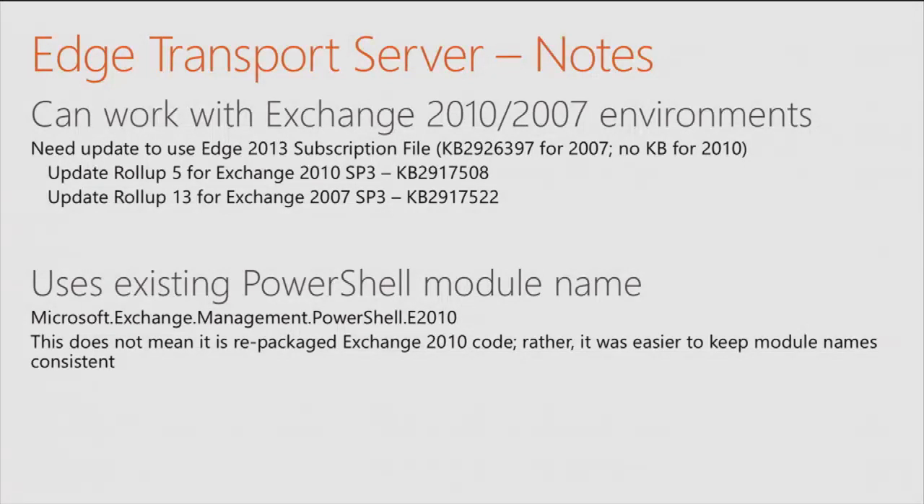The other thing I'll mention, and some folks have discovered, is that if you look at the PowerShell module names that we have on the Edge transport server, you'll notice that they refer to the exchange.management.powershell E2010 namespace that we used internally. This does not mean that all we did was copy and paste the 2010 code, change 10 to 13, and then ship it. That is absolutely not true. It's actually all brand new code, but for backward compatibility and legacy purposes, we kept the same module names. But otherwise, it's all brand new 2013 code, just like the rest of the 2013 code base.